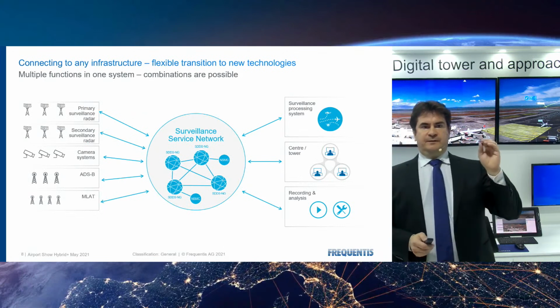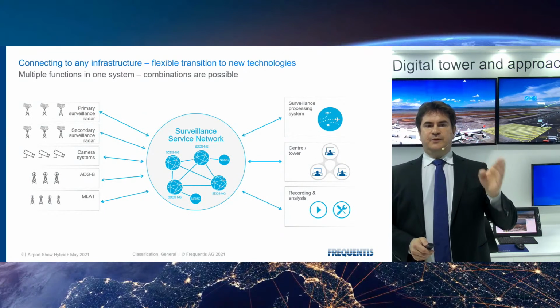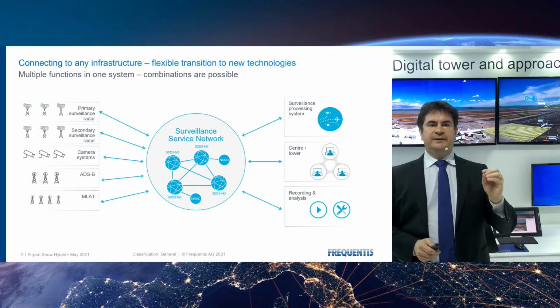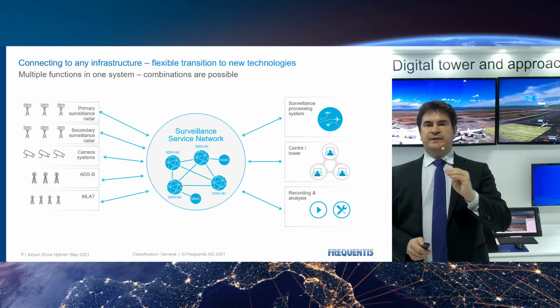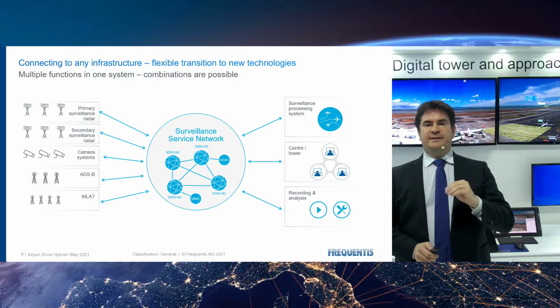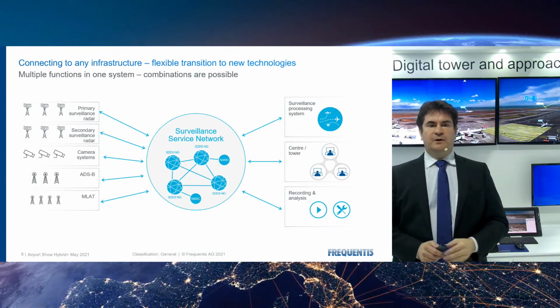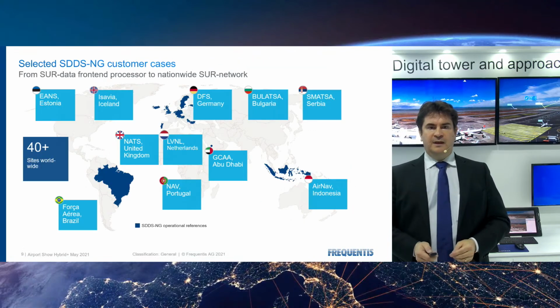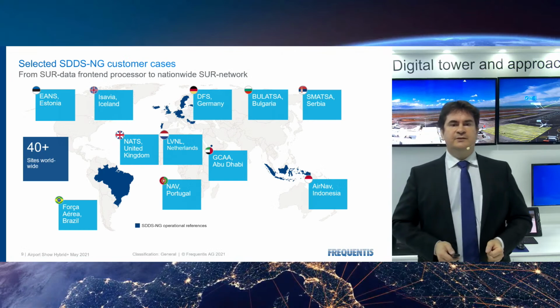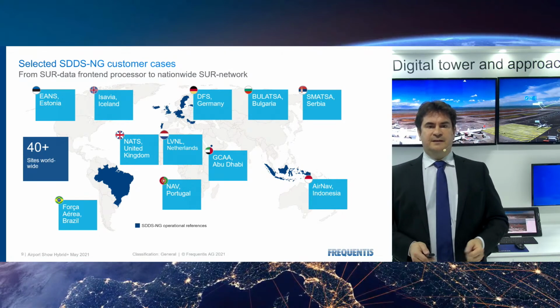The idea is we get the data from the sources, put it into our network, and distribute it to the user as they need. For example, an ATC center needs the whole coverage, and a tower only the area, and the recording system all data too. SDDS-NG is installed in over 40 countries, and as I said, we are in the business since 1989.